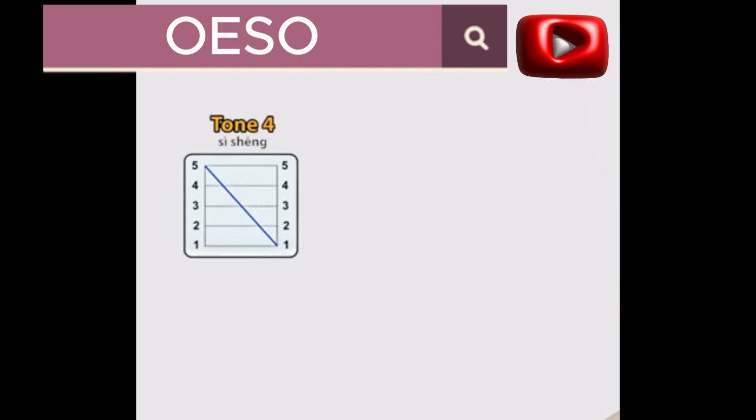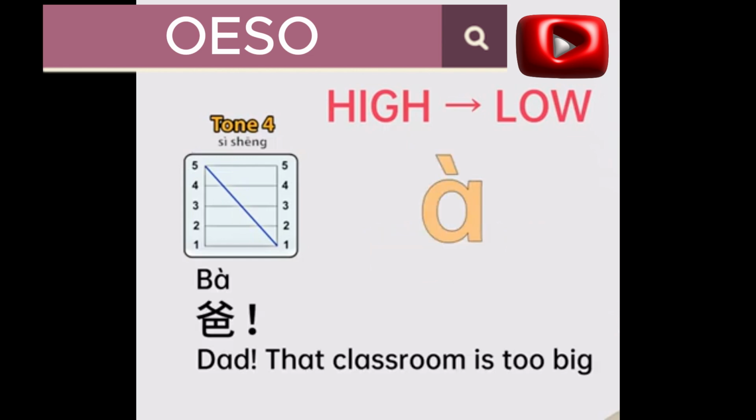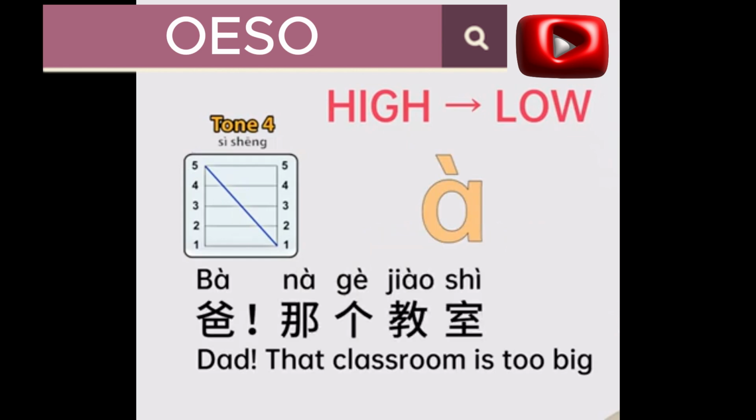The fourth tone is a falling tone. It's from a high pitch to a low pitch. So you can remember it as a high-low tone, like an angry "What? Hey!" It's easy, right? The fourth tone is a high-low tone. It sounds like aggressive, angry, or emotional.